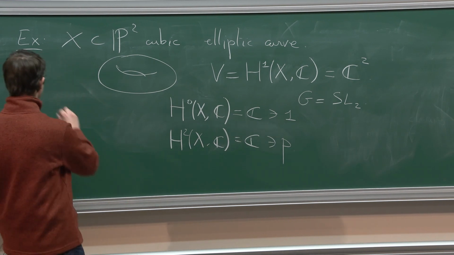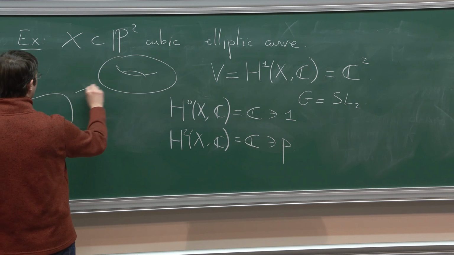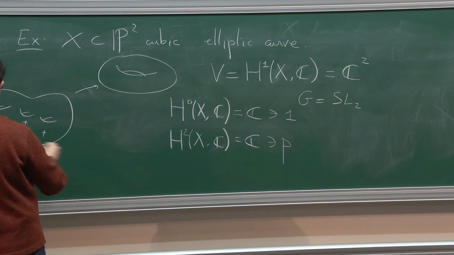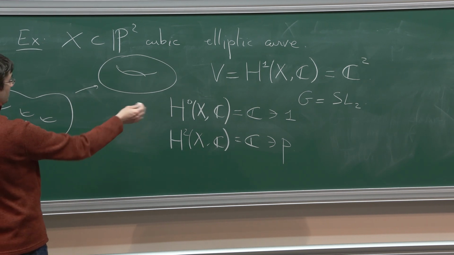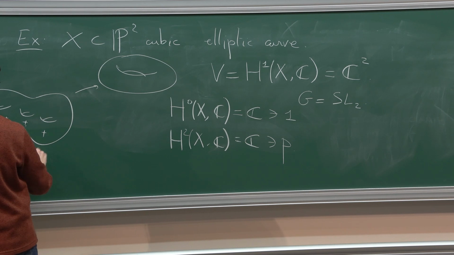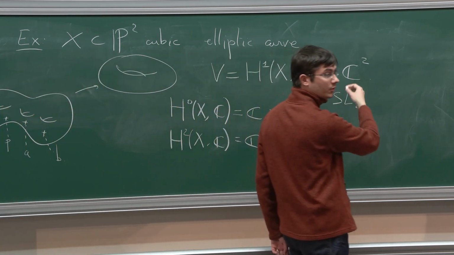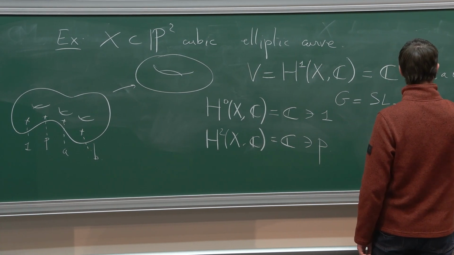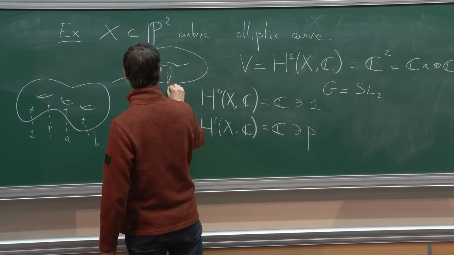So you study maps from some genus g curves to your elliptic curve with some number of marked points. And at some of these marked points, you insert this class 1, at some other you insert this class P. But at some other, you insert these primitive classes A and B, which generate this first degree, and which geometrically are just one-cycles on your elliptic curve.